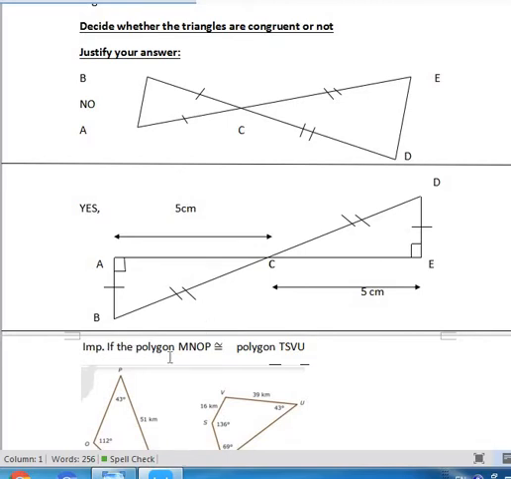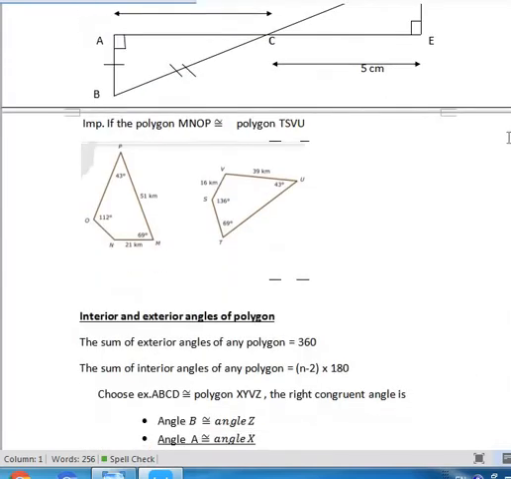Important here, if the polygon MNOP, this is the sign of congruency, is congruent to polygon TSVU, then remember the order of the sides. Here I said MNOP, TSVU. Concentrate on the order of the letters. Concentrate on the order of the letters.